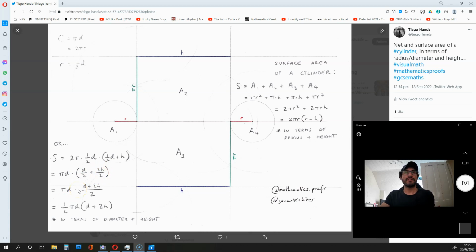If we simplify further, we get pi times diameter times (d plus 2h) over 2, and this gives us the equation half times pi times diameter times (d plus 2h). So this is the surface area of a cylinder in terms of the diameter and height of the cylinder. So that's the surface area of a cylinder in a nutshell.